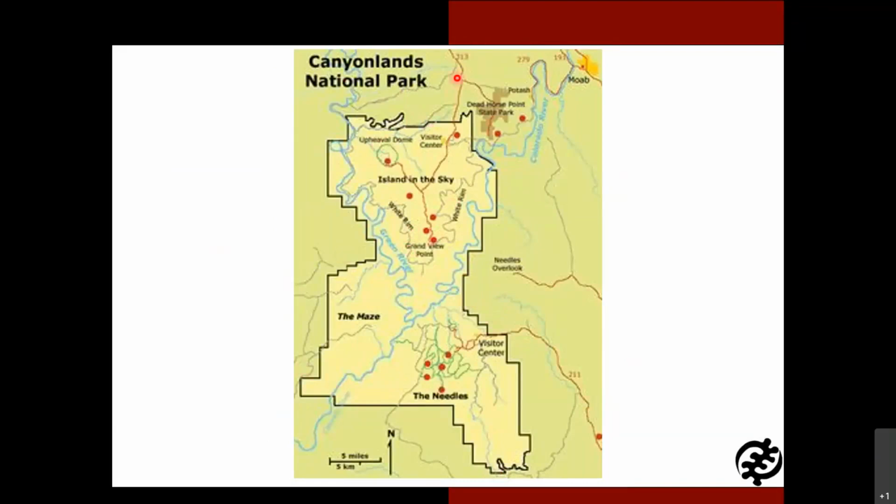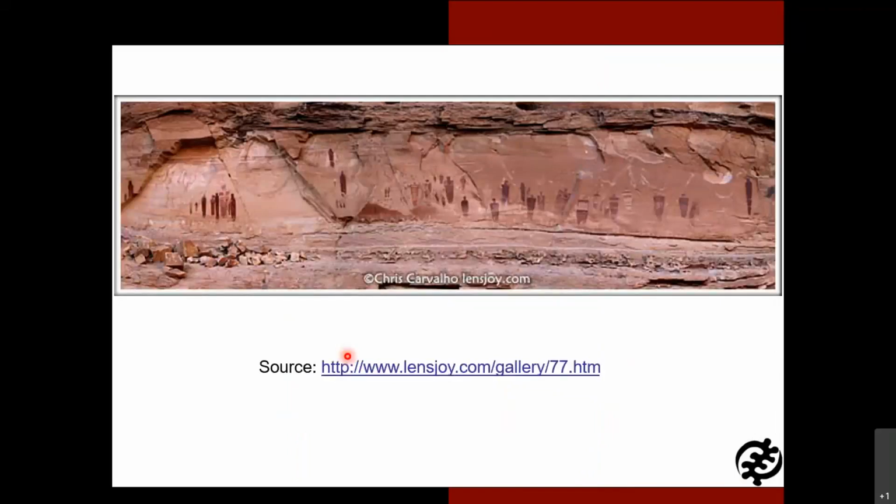Now notice, here's the roads coming into Island in the Sky. Big, great roads, not a problem. Here's the roads coming into the Needles District. Lots of roads, visitors center, great. Notice there's nothing for the Maze. If you're coming in off of these dirt roads, it's rough. You're roughing it really bad in the Maze. Hidden in the Maze are the largest Native American petroglyphs anywhere in the world. It's called the Great Gallery.